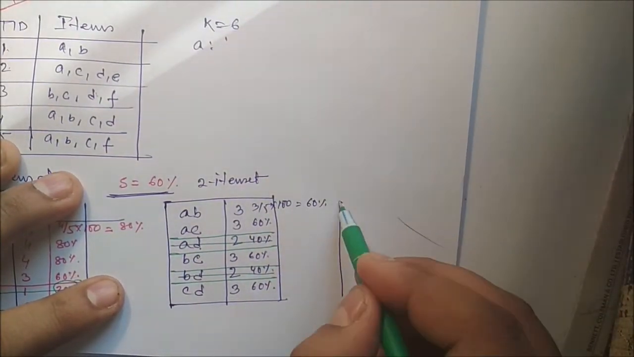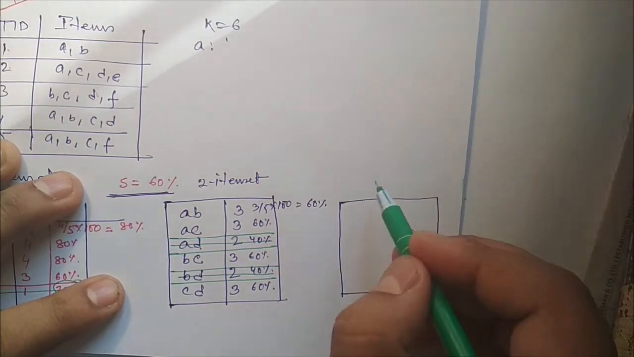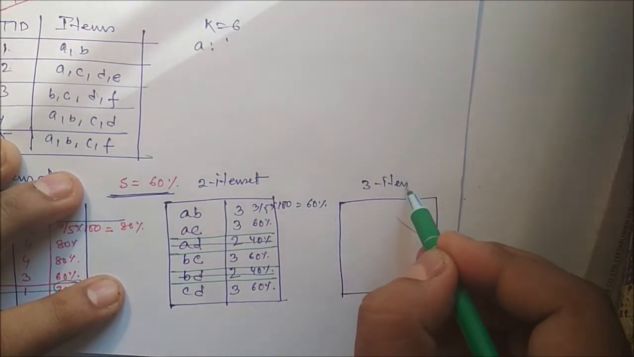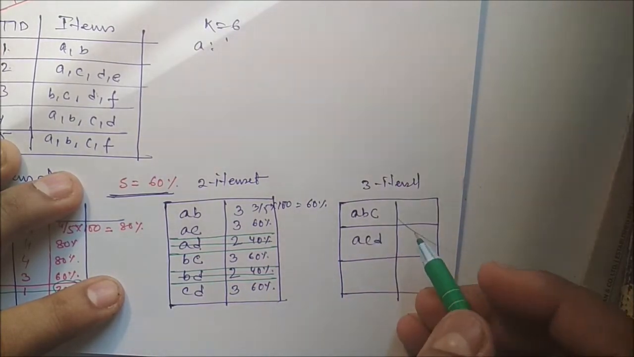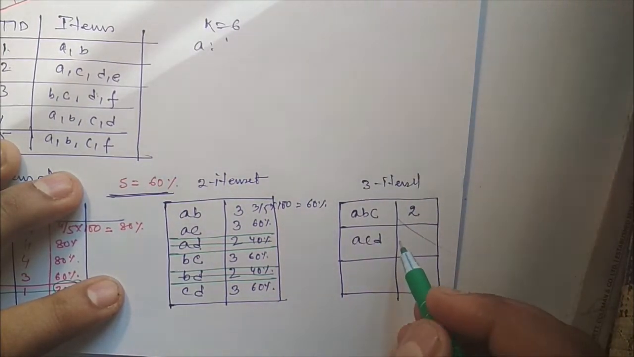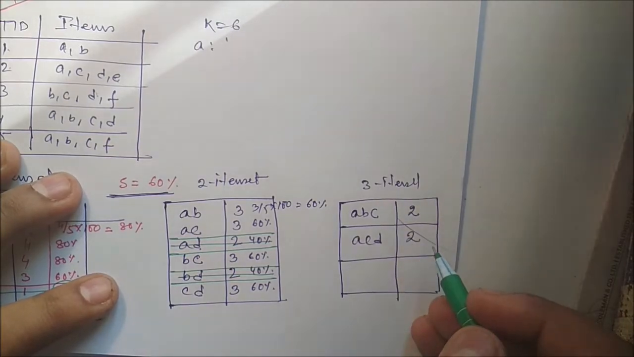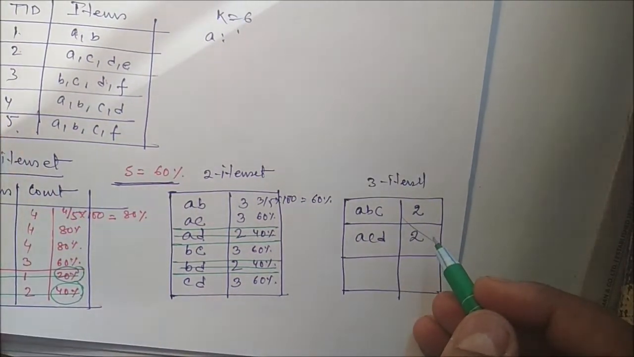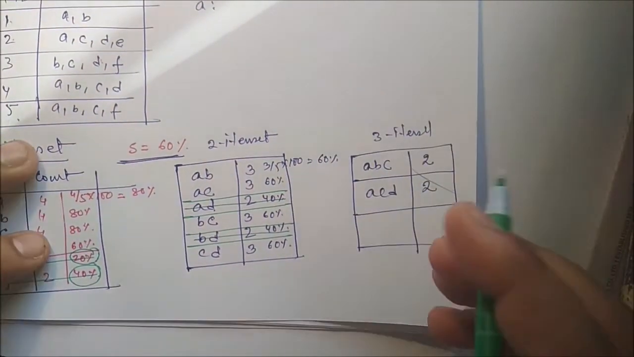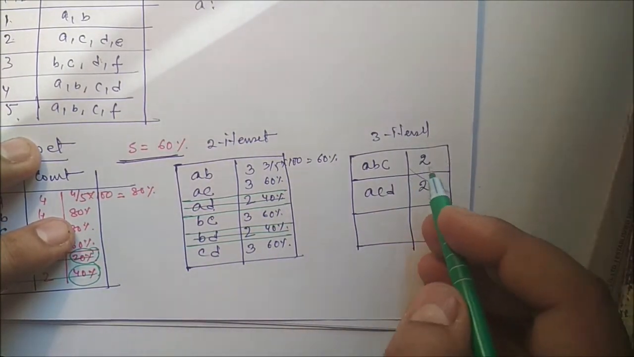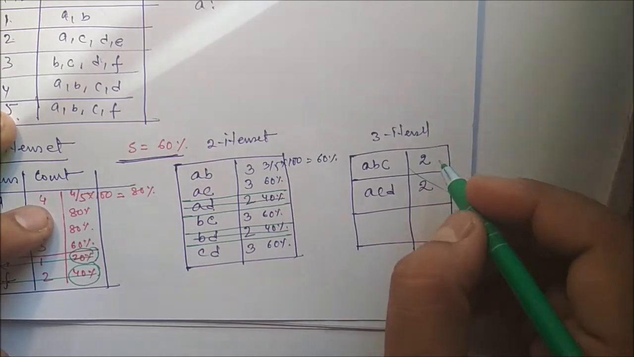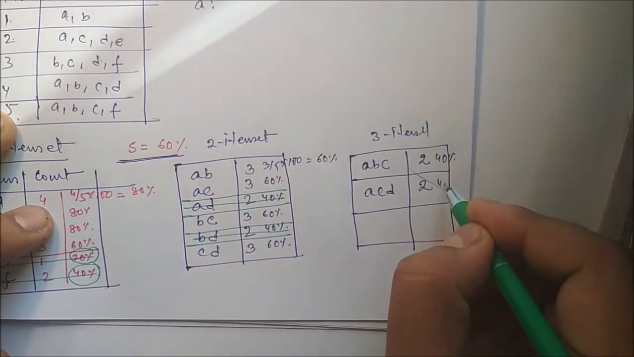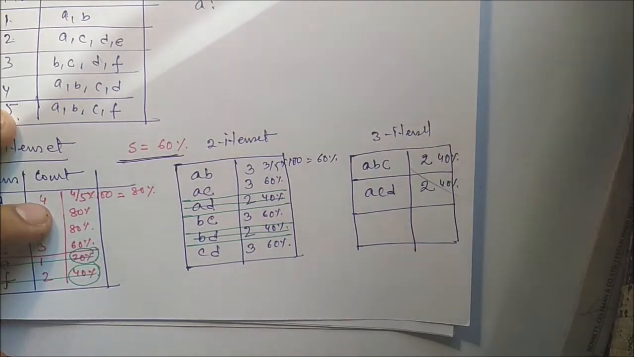So after that, we have to identify the 3 item sets. ABC and ACD. So ABC it is 2. ACD it is 2. And we have to stop because no item set is more than 60%. So 2 by 5 means 40%. So we have to stop the process.